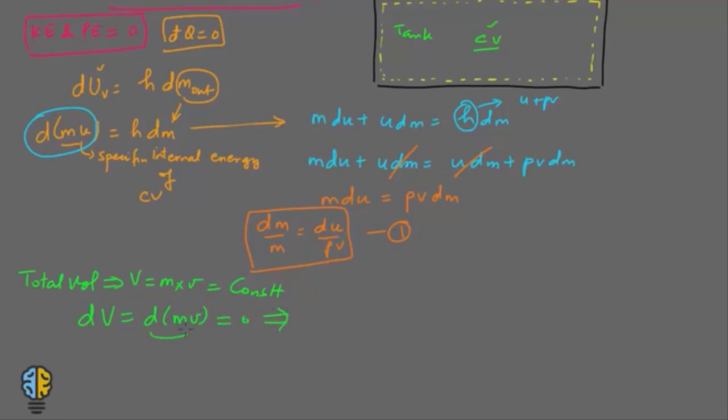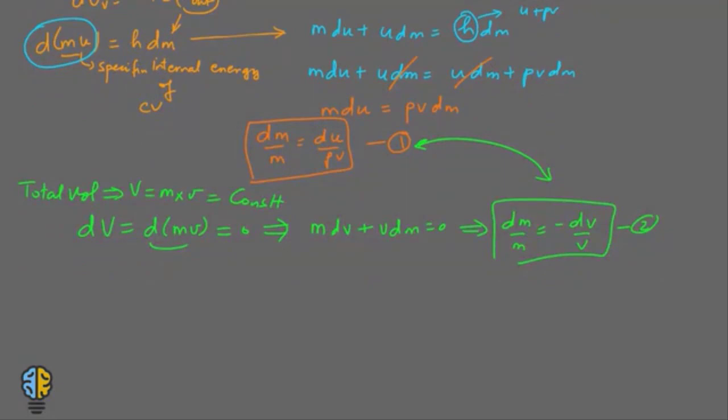Now let's apply the product rule on this. So you will get m into dv plus v into dm is equal to 0, and this would give you dm by m is equal to minus dv upon v. So this is equation number 2. So now you can equate equation 1 with equation 2, and this will give you du by PV is equal to minus dv by v.